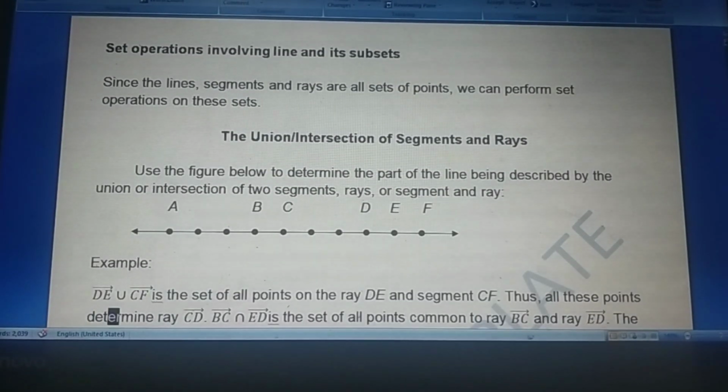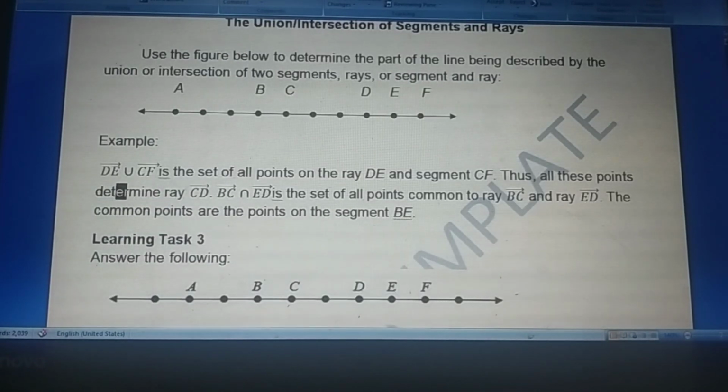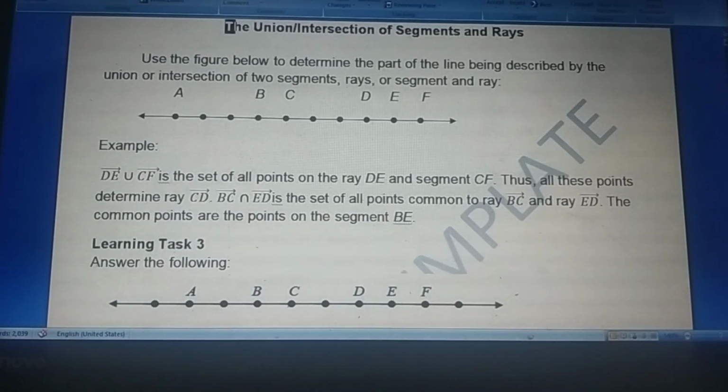Let's proceed to set operations involving a line and its subsets. Since the line segments and rays are all sets of points, we can perform set operations on these sets. We have the union or intersection of segments and rays. Use the figure below to determine the part of the line being described by the union or intersection of two segments, rays, or segment and ray.